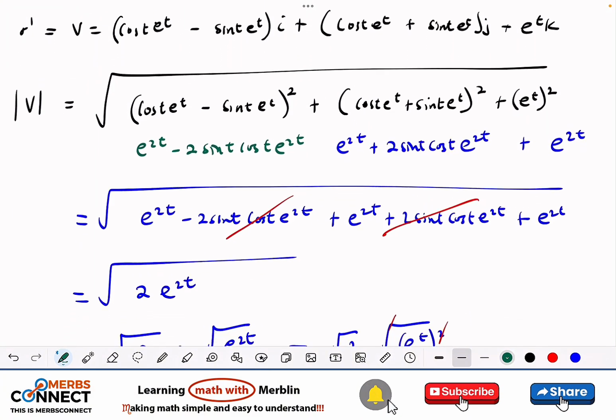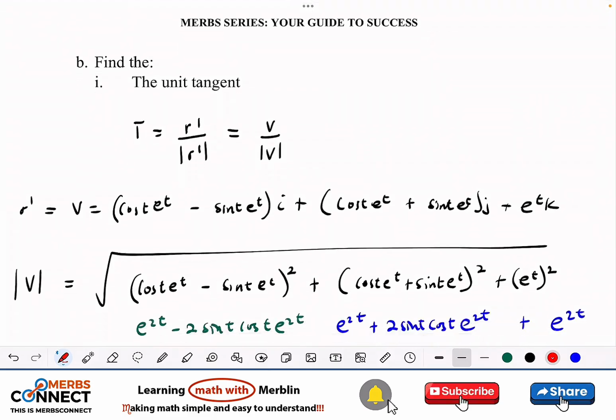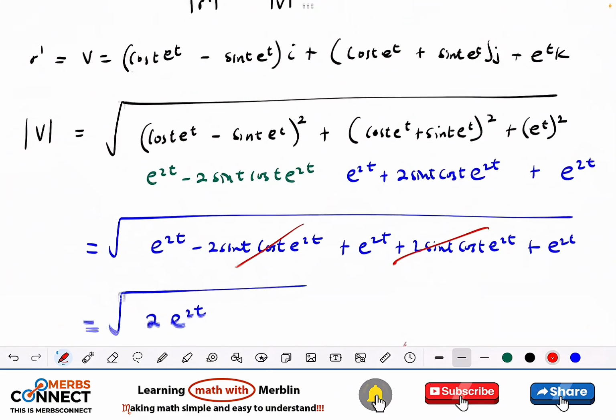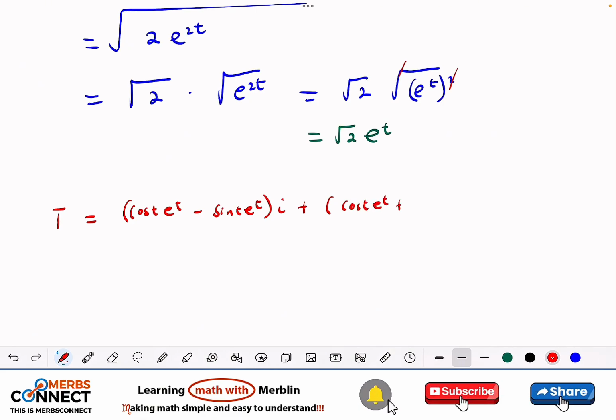So now we can write the unit tangent. You see that there is a lot of work, a lot of expansion here that we need to do. So it means that we are going to have this one to be, let me see, (cos t e^t − sin t e^t) i plus (cos t e^t + sin t e^t) j plus e to the power t k.